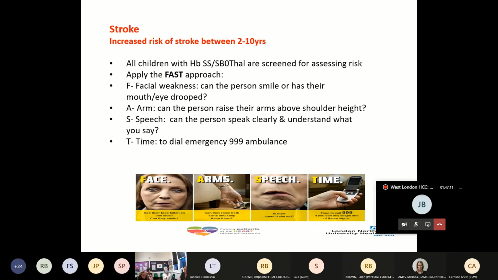But obviously there are two different types of strokes. The fast approach is when you can visually see that somebody's having an overt stroke. So the F, like Caroline's already said, is your facial weakness: can that person smile, or has their mouth or eye drooped? Arm: can they raise their arm above shoulder height? Speech: can the person speak clearly and understand what you say? And T is being able to dial 999 in an emergency.